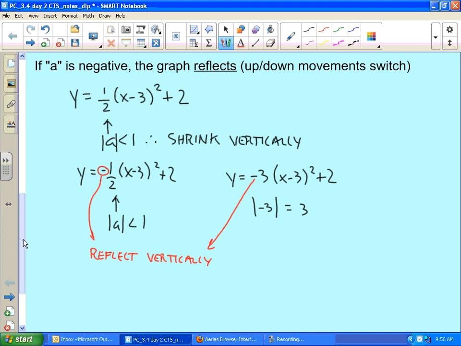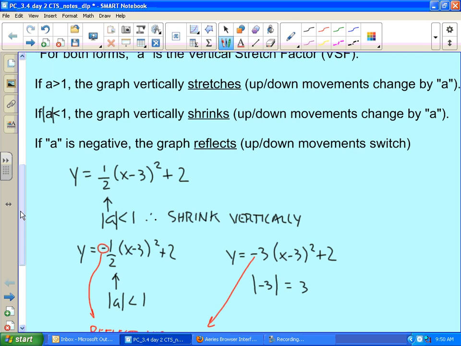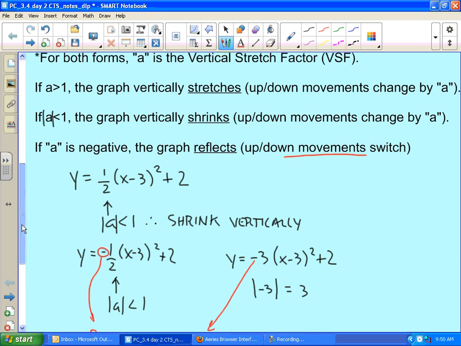Good deal. So there it is. If an a is negative, then we do a reflection vertically, which, and we'll talk about movements in just a second, switches my up and down. So instead of moving up to the graph point, I'm going to move down. Or if I move down first, I move up. So that's all we're going to do with this.